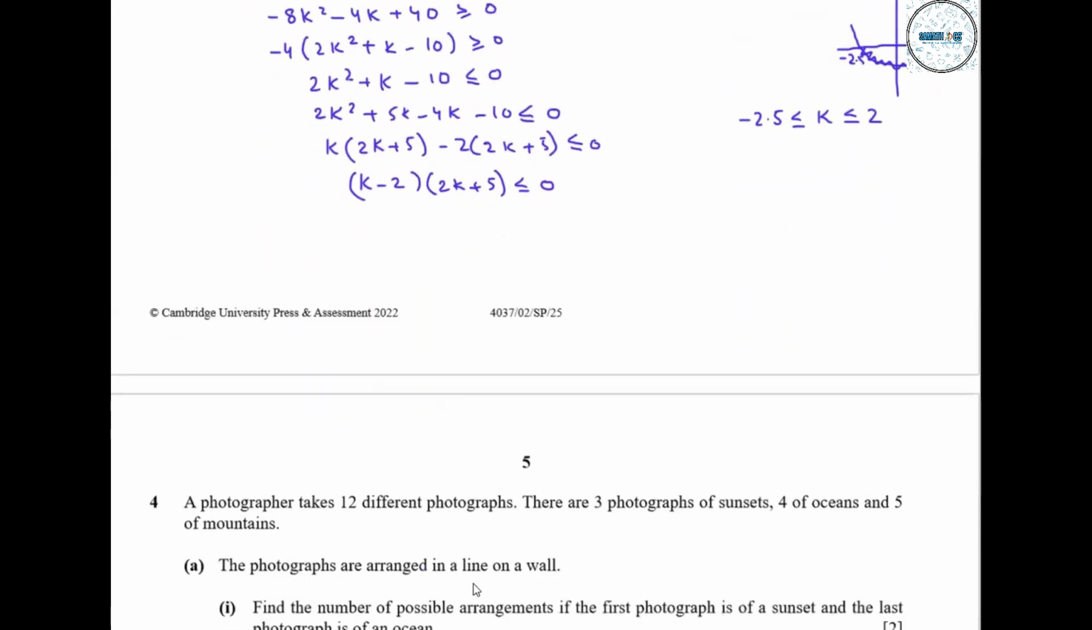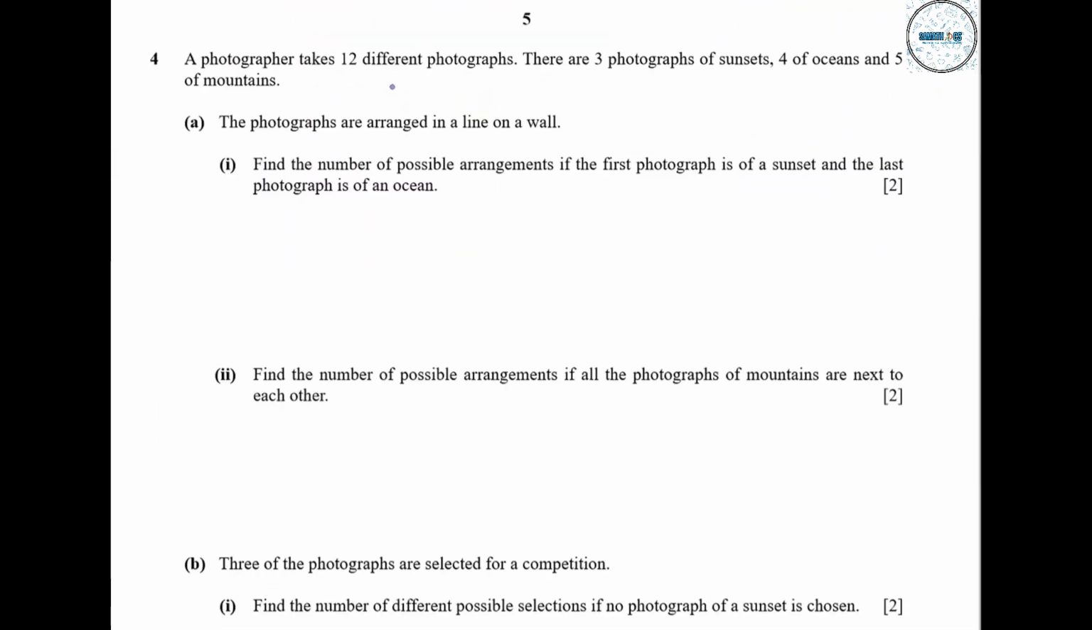Let's move on to the next question. A photographer takes 12 different photographs. There are 3 photographs of sunsets, 4 of oceans, and 5 of mountains. The photographs are all arranged in a line on a wall. Find the number of possible arrangements if the first photograph is of a sunset and the last photograph is of an ocean.